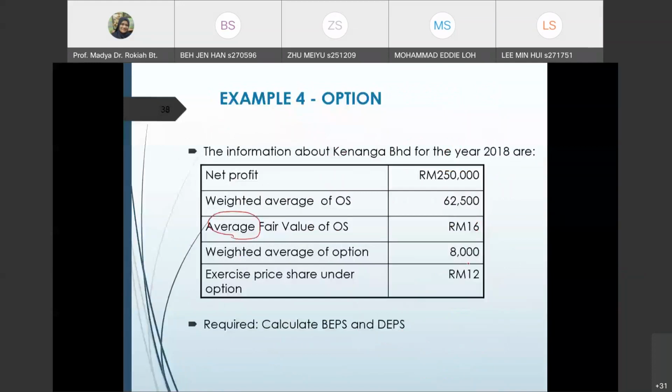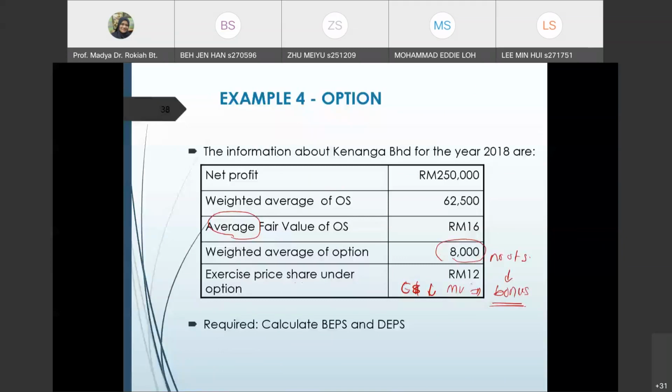If you look here, the exercise price is lower than the fair value or the market value, so there is an element of bonus. You need to find this element of bonus, because only the bonus is going to affect your number of shares. So we need to calculate the basic and also the diluted. For basic, just use the number 1. The number of share options given here is 8,000, but you need to find the bonus element.